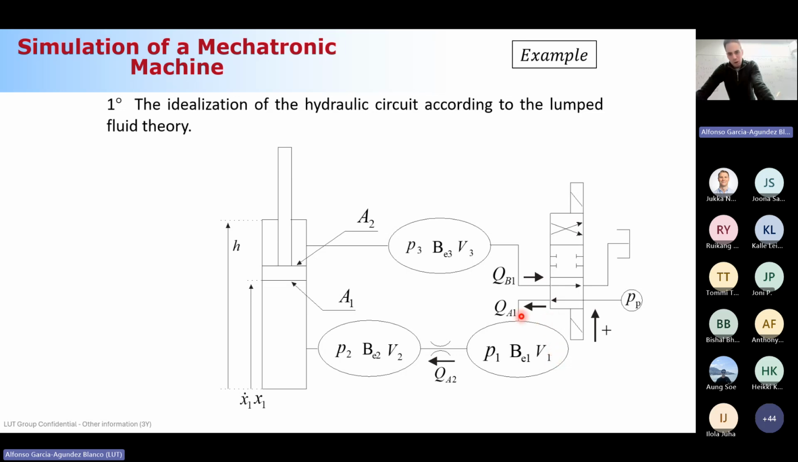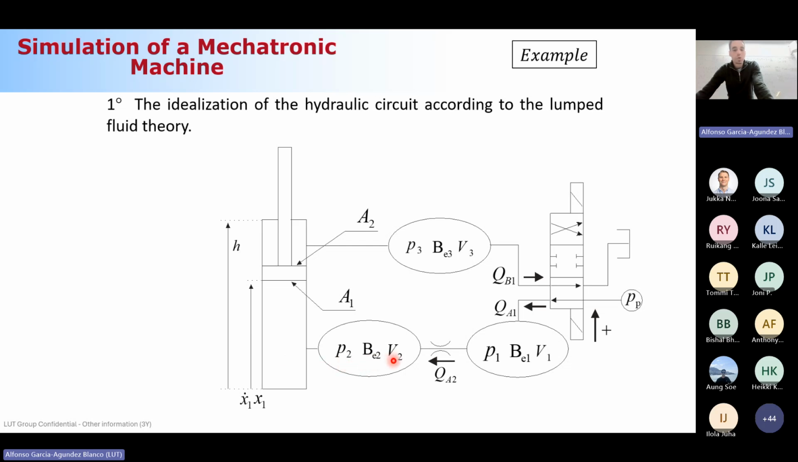This volume V1, how do I compute it? The first thing that you need to ask yourself for these exercises: is this volume constant or is it varying? It's constant. It's just given by this hose line connecting the directional control valve with the throttle valve. So it's constant, okay?